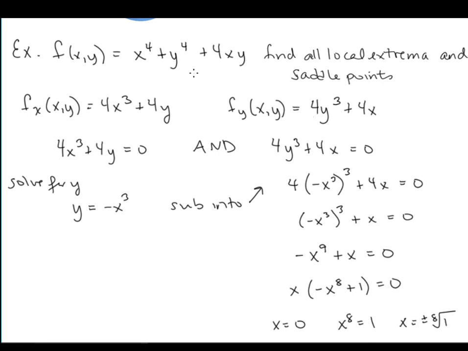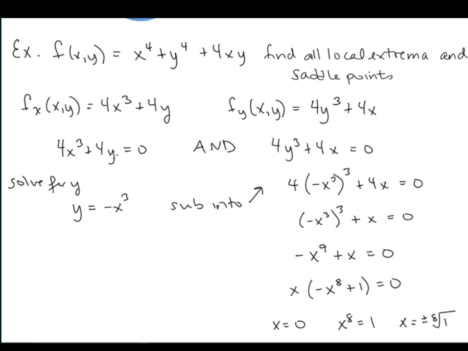Our y partial derivative is 4y to the third plus 4x. Now we need these both to be 0 at the same time, so we've got to solve this system of two equations in two variables. And how can we do that? I think the easiest way is substitution.